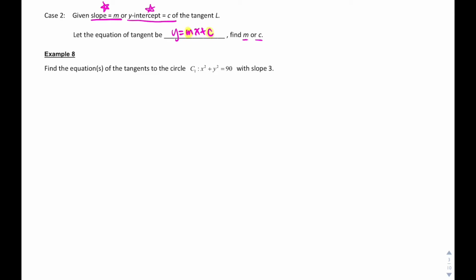Depending on which values you have, you can try to find the unknown constant m or c from the given information in the question. Let's take example 8 to learn how to use case 2. Here, you are asked to find the equations of tangent to the circle C1 with slope 3.